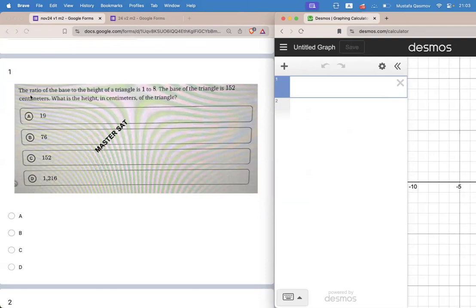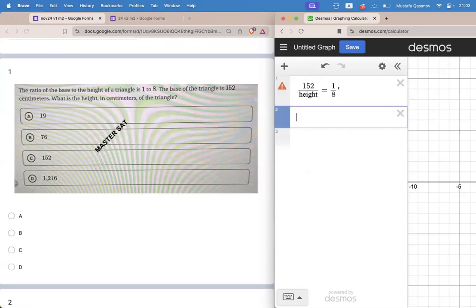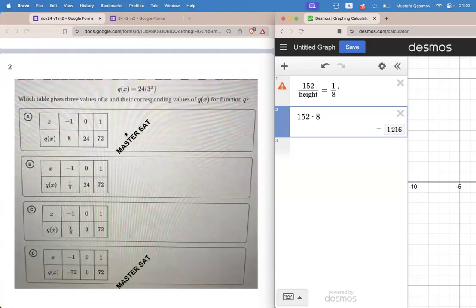Okay, let's start. Ratio of base to height is equal to 1 to 8. So let's write base over height is equal to 1 to 8. Then it says that the base of the triangle is equal to 152. Then what's the value of height? Height will be automatically 152 multiplied by 8, so it will be 1216. Answer is D.